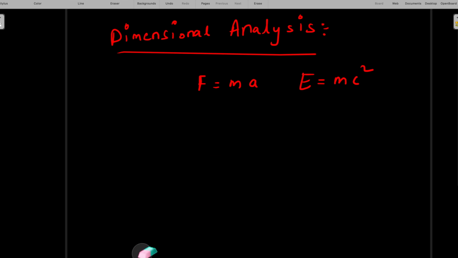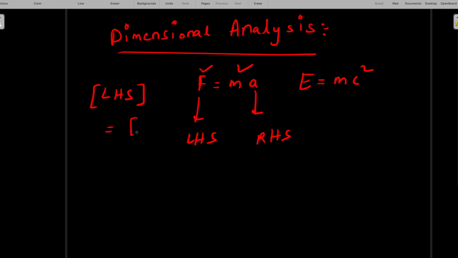Dimensional analysis says one thing: consider this as the left hand side and this as the right hand side. The concept behind this is that if two quantities are said to be equal, then the dimensions should also be equal. So all the dimensions of them have to be balanced. The dimensions are mentioned in square brackets. So the dimensions of LHS equal those of RHS.